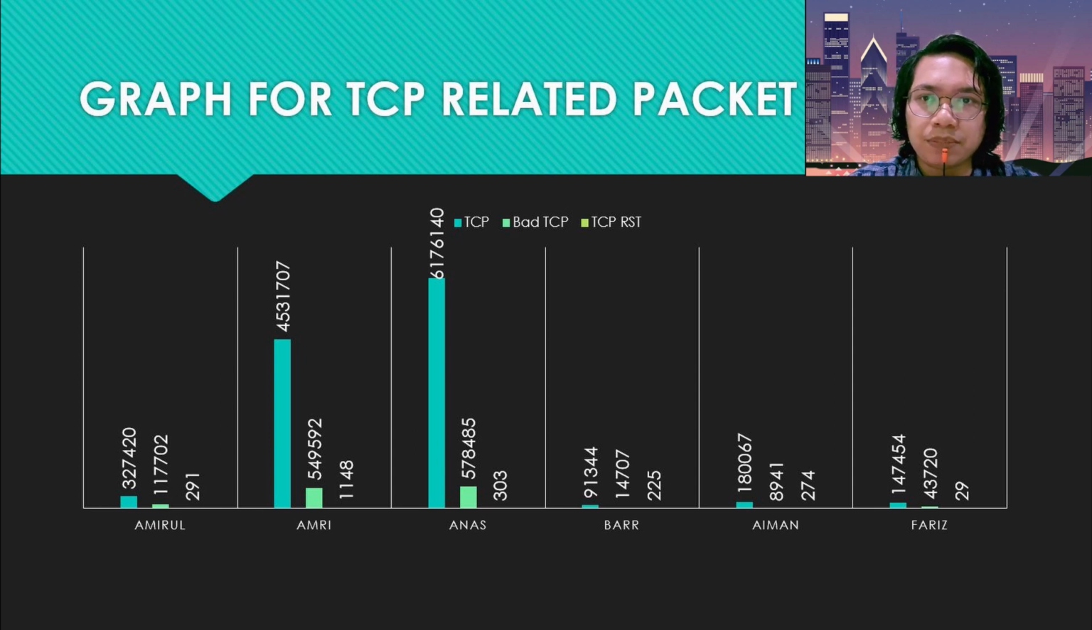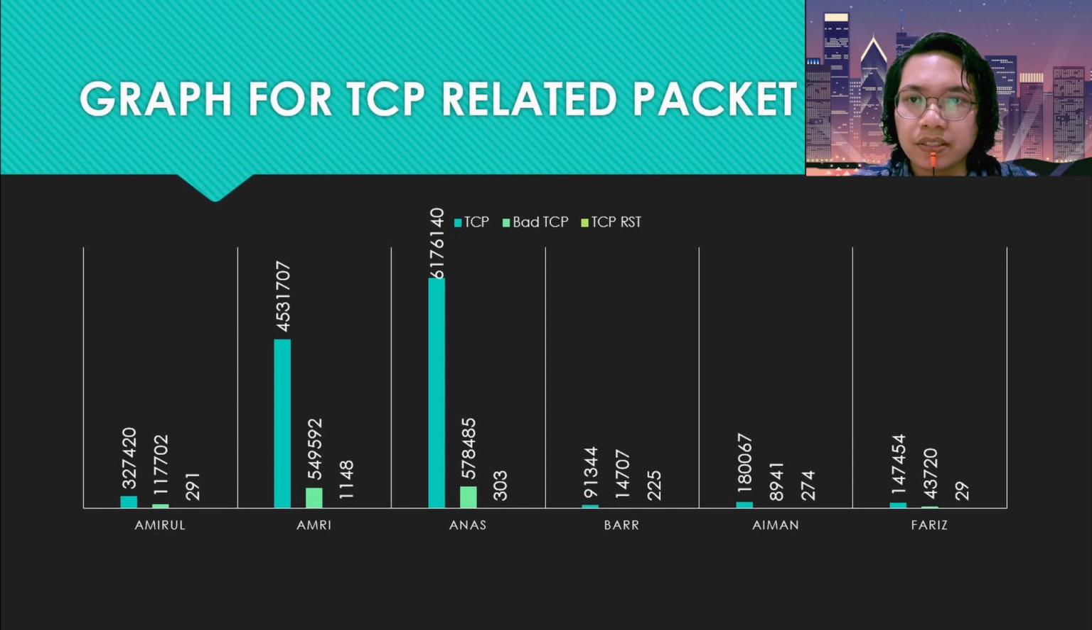Next to have the most TCP packets is Amri with over 4 million TCP packets. Among those packets, he has 549,592 bad TCP and 1,148 TCP reset packets.